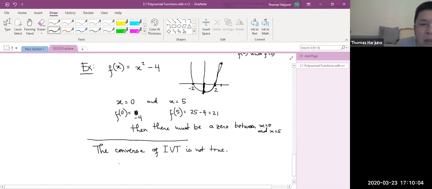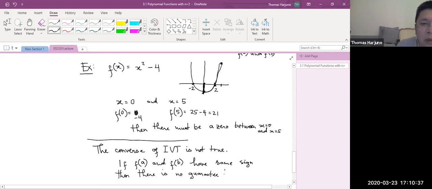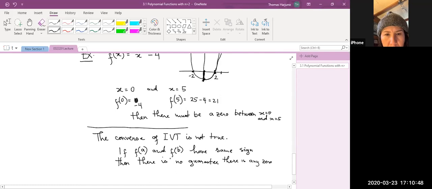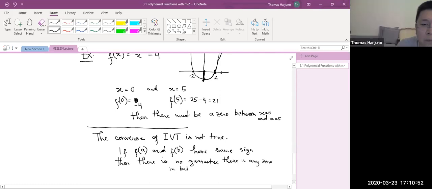In other words, if f(a) and f(b) have the same sign, then there is no guarantee there is a zero in between. There is any zero. Now the converse is the following.